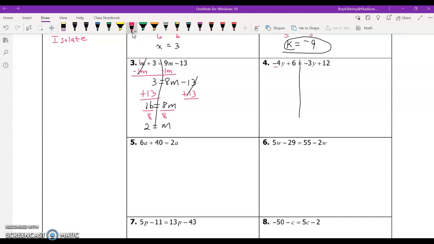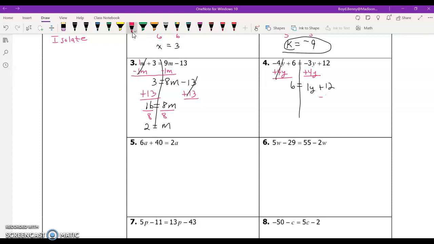All right, here I notice I've got a negative 4y and a negative 3y. Negative 4 is smaller than negative 3 because it's further to the left on the number line. So I'm actually going to add the 4y to both sides. Notice I'm using my inverse operations. That's going to give me 6 on this side. Negative 3y plus 4y, that's the same thing as 4 minus 3. That's 1y plus 12.